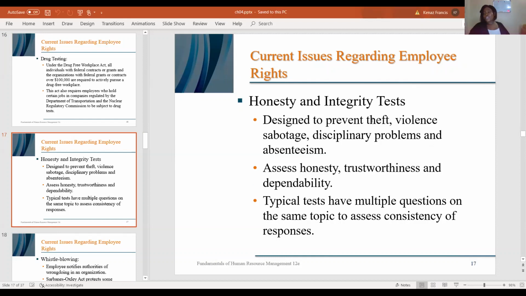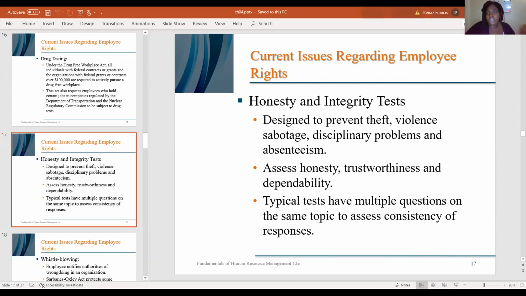And in order to ensure, if you have a business and you're managing your business and you want that business to be successful, it's up to you as the employer to put things in place in order to protect your investment, right? So you assess honesty and trustworthiness and dependability. And that can be done even in the interview process. You can actually have strategic questions placed on the application, and it can test employees.